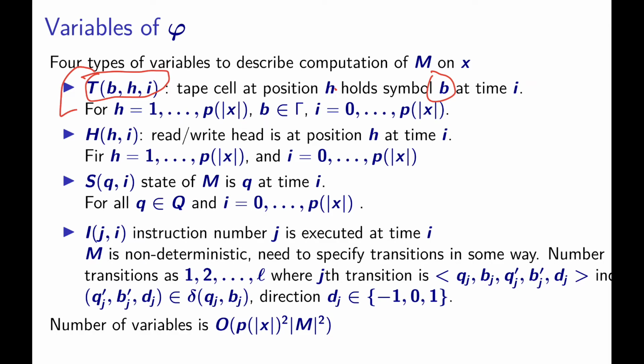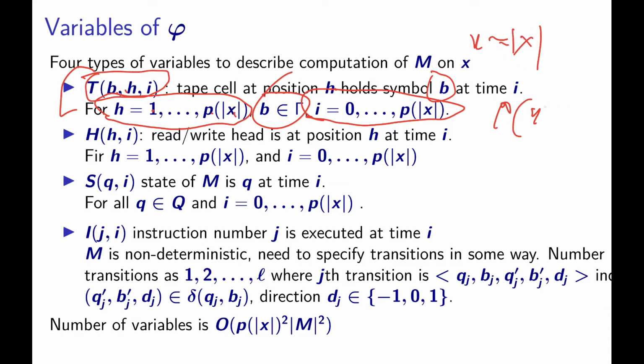This is a large number of variables, right? Because the location of the head can be somewhere between 1 and a polynomial of x. B can be one of the alphabet of the tape. Gamma is the alphabet of the tape. It's different than sigma, if you remember. And the time I can also be between 0 and p of x, right? So if n is the length of x, this is at least p of n squared times the size of the alphabet. This is the number of variables of this kind, the T variables.